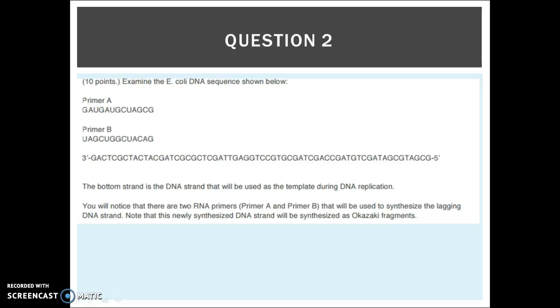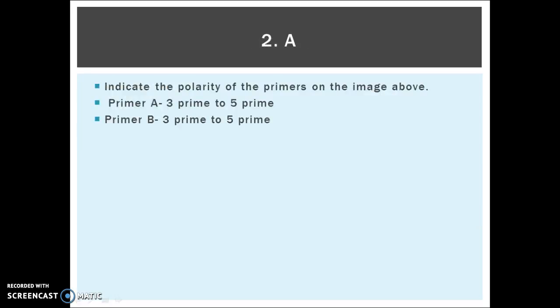so that will be used to synthesize the lagging DNA strand. Note that this newly synthesized DNA strand will be synthesized as Okazaki fragments. So this strand, the 3' to 5' strand, is a lagging strand. So when you indicate the polarity of the primers on the image above, primer A is 3' to 5', and primer B is 3' to 5'.